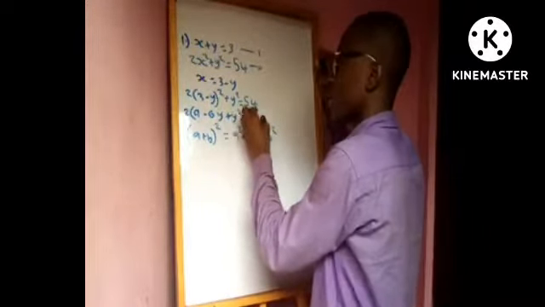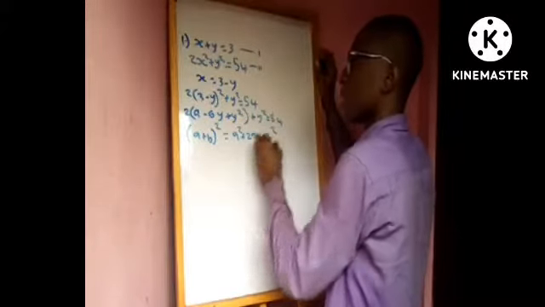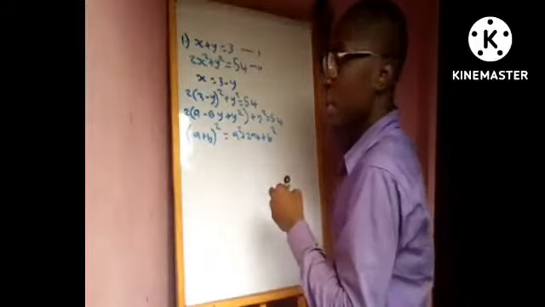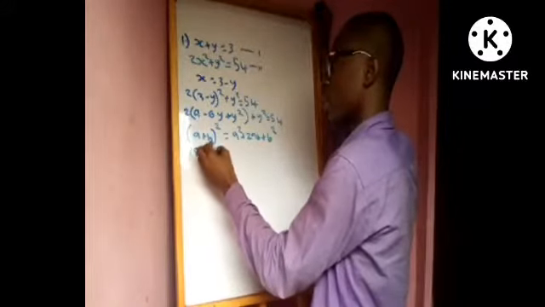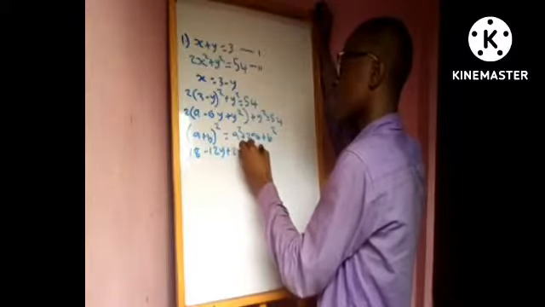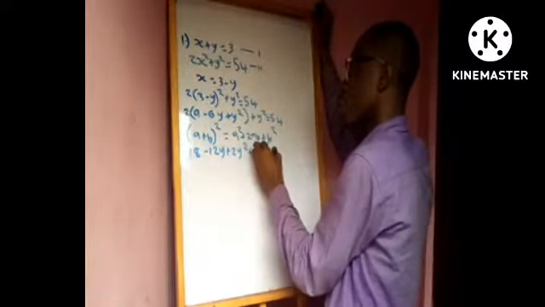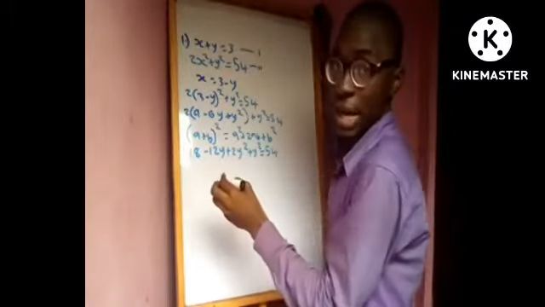Then plus y squared equals 54. So when we expand the bracket by multiplying through by 2, we have 18 minus 12y plus 2y squared plus y squared equals 54. So now let's collect like terms and simplify.